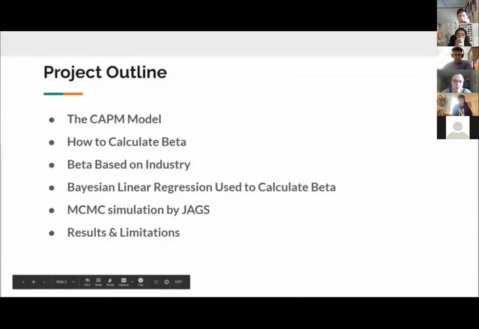So first, Julie will present the widely used CAPM model used in finance to determine stock risk. Then we will talk about how to interpret and how to calculate beta. And we're going to do a calculation of beta based on industries using Bayesian linear regression. And we're going to calculate that using JAGS, and we're going to present some results.